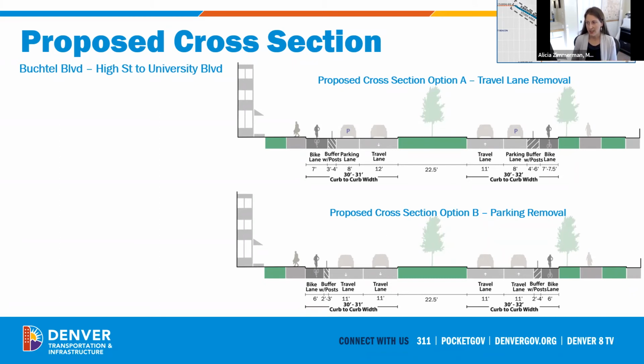The second option, option B here, flips that and says, okay, we're going to keep 2 travel lanes, but we're going to remove the parking. And so this one basically takes that 8 feet of parking that you're used to seeing there and converts that into a bike lane so that bikes can safely get through this corridor. And that bike lane would have a buffer with vertical post protection. Again, those are the 2 options that are currently being considered, and neither one has been finalized yet.